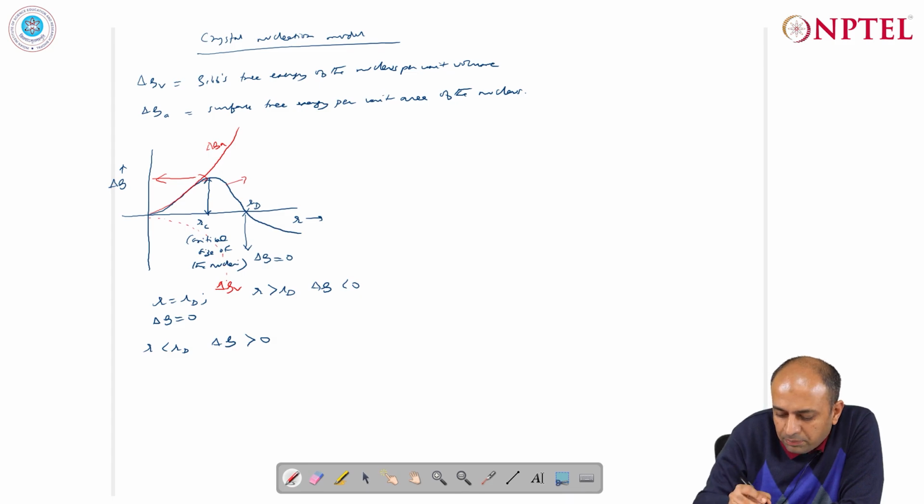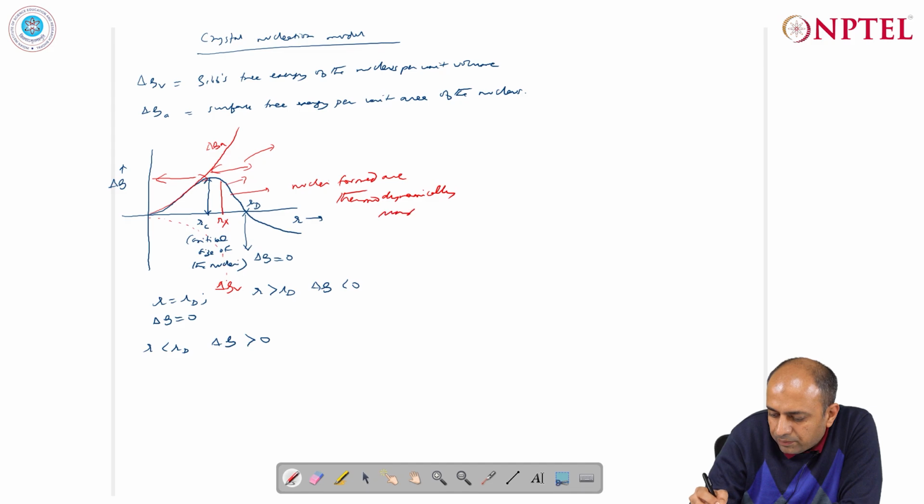If you look at the region between Rc and Rd, so if you take any particular radius, say Rx here, you will see that the nuclei which are formed are thermodynamically unstable, but kinetically they are stable. Kinetically they are stable. Why? Because if the nuclei in this region have to dissolve, then they will face an increase in activation energy. So now there is a barrier.